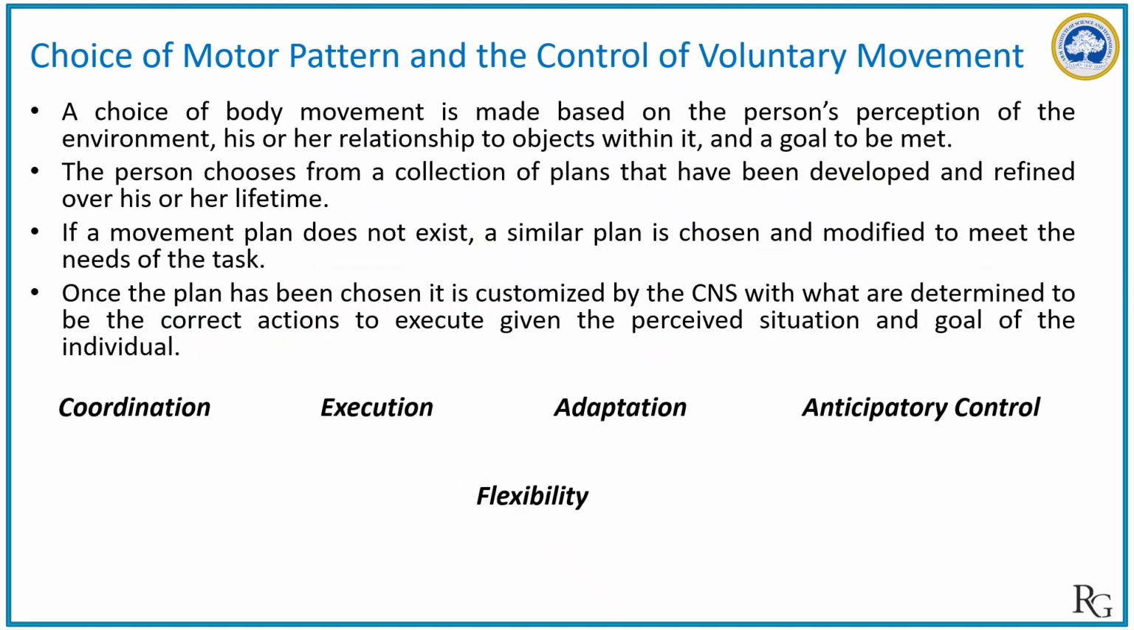When we make a voluntary movement, the choice of that particular movement is guided by how we perceive the environment, our relationship to the object within it, and the specific goal we want to achieve. So the brain doesn't create a brand new movement plan every time. Instead, it recollects and draws from the collection of movement plans that we have already developed and refined over a lifetime of experience. If the exact plan doesn't exist, the brain selects a similar plan and modifies it to fit the current task. Once the plan is chosen, the central nervous system customizes it, determining the correct muscle, the appropriate force, and the timing of each action to meet the goal.